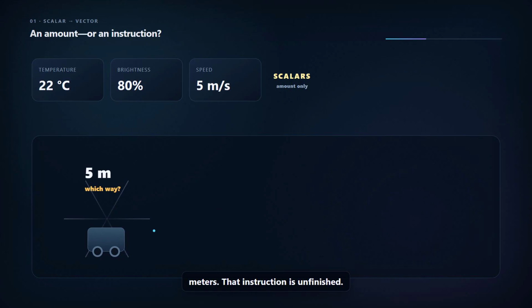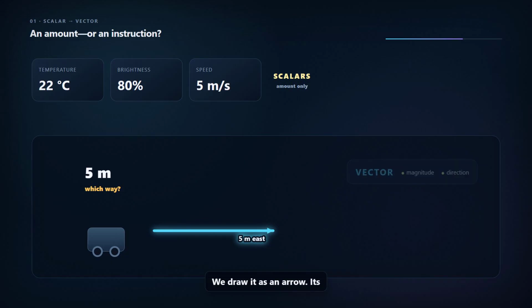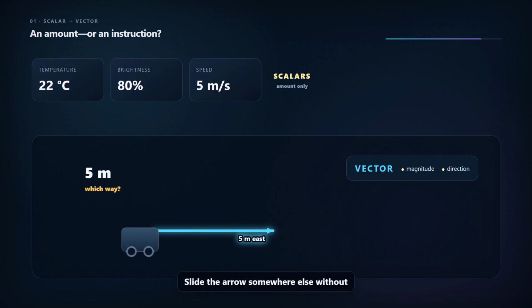That instruction is unfinished. 5 meters which way? 5 meters east gives both size and direction. That is a vector. Think of a vector as a change instruction, how much and which way. We draw it as an arrow. Its length shows magnitude. Its arrowhead shows direction. Slide the arrow somewhere else without turning or stretching it, and it still represents the same free vector.